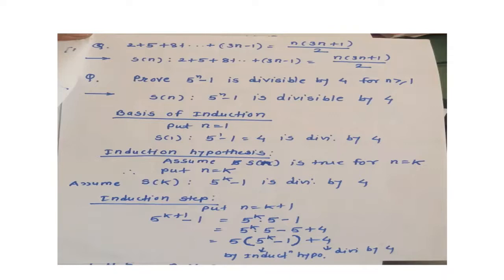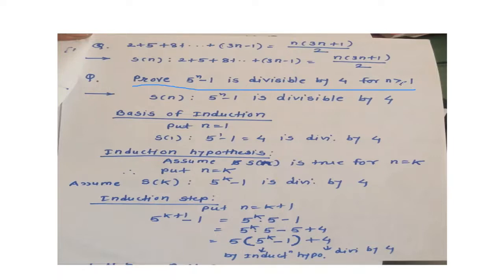Prove that 5 raised to n minus 1 is divisible by 4, for n greater than or equal to 1. Here you have to remember one thing about whatever n is given. For this example, 5 raised to n minus 1 is divisible by 4 for n greater than or equal to 1.